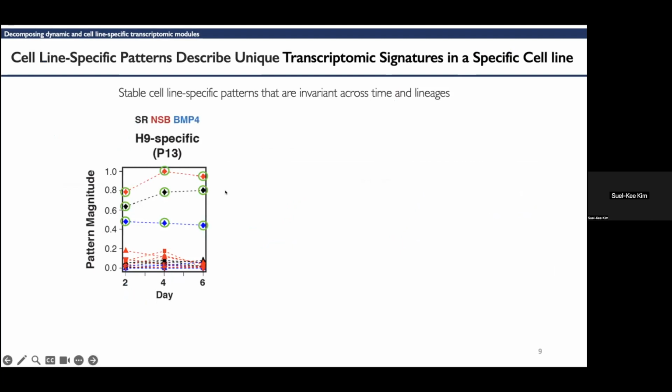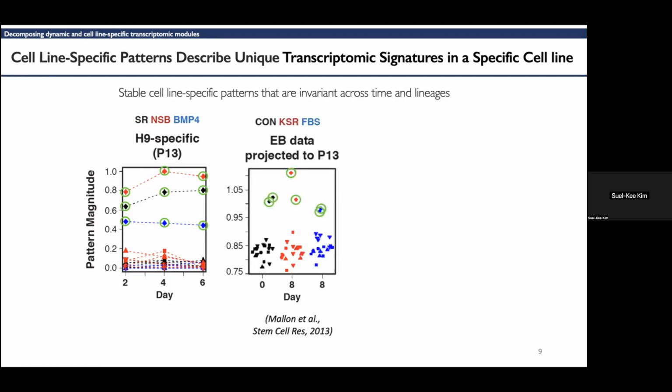So these cell line specific patterns were particularly interesting for us, given our focus on defining cell line variation. These patterns identify transcriptomic signatures that were unchanged across time and condition, but show higher levels in specific cell lines. Here, I'm showing the H9 specific pattern as an example. And when we project embryoid body-based differentiation data into this H9 specific pattern, it successfully distinguished the H9 sample from all the other lines.